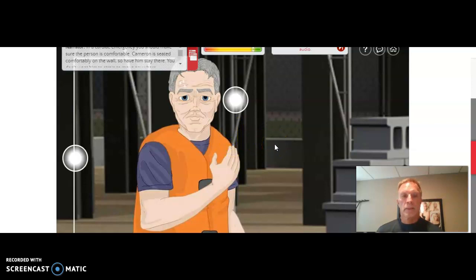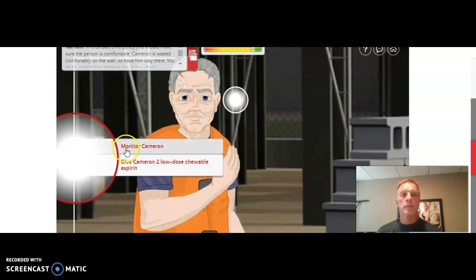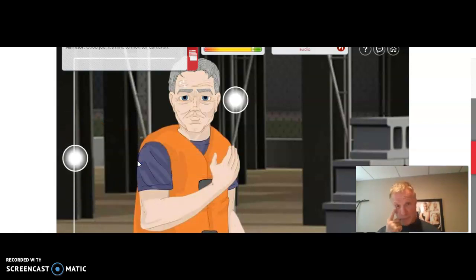It's also a good idea to loosen any tight or uncomfortable clothing in order to make the person feel as comfortable as possible. If the person is allowed to have aspirin, you can give them some when it's available. If it's acceptable, we're going to administer 2 low-dose chewable aspirin, because it's also a blood thinner. Good job. It's time to monitor Cameron.